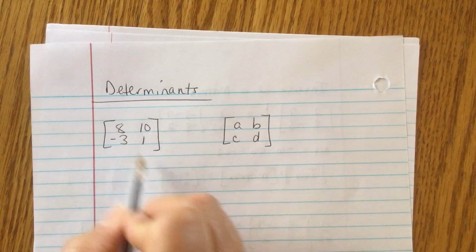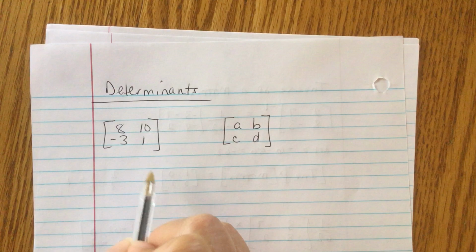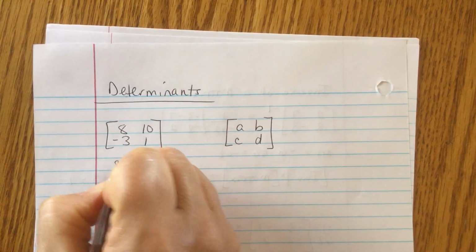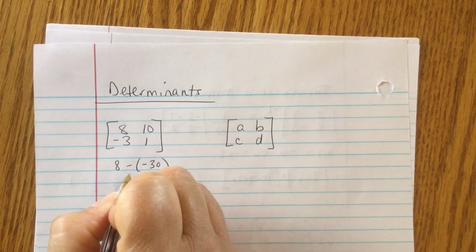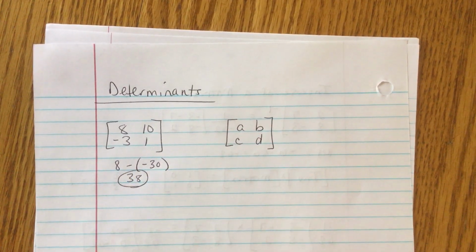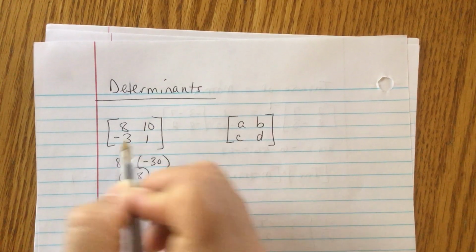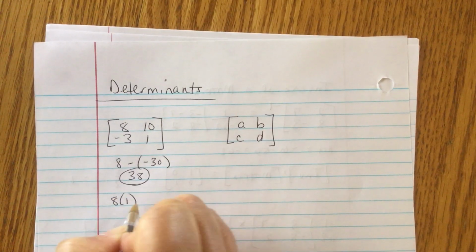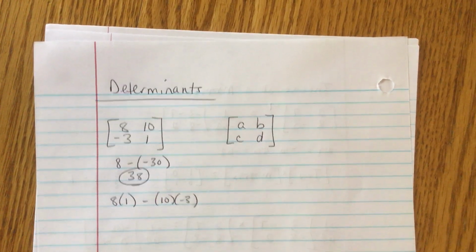You start at the top left-hand corner, multiply the diagonals, and subtract them. So this would be 8 minus a negative 30. So 8 plus 30 would be 38. Again, it's this times this minus this times this. So I got that from 8 times 1 minus 10 times negative 3.